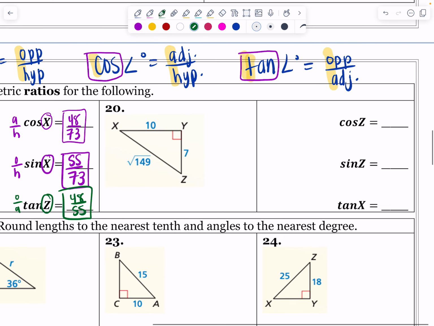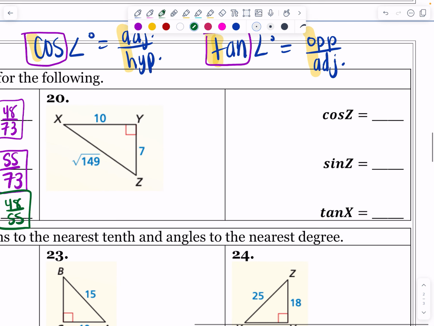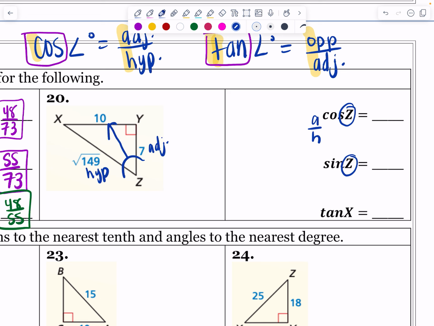Number 20 is a little bit harder because it does have a radical for one of our values. I do want you to pay attention. The first two are from z's perspective, so we're going to start here. The last one is from x's perspective. So what is the cosine? Cosine is always adjacent over hypotenuse. So there's my opposite. What's adjacent? 7. What's my hypotenuse? Root 149. So that is going to be 7 divided by root 149.